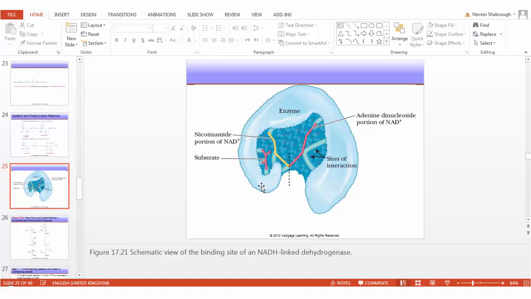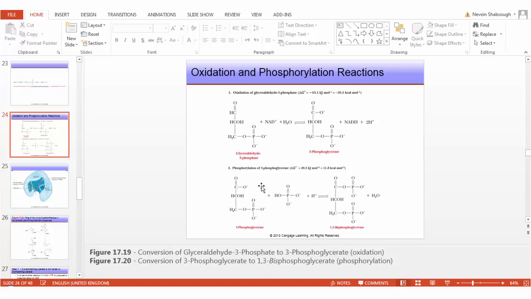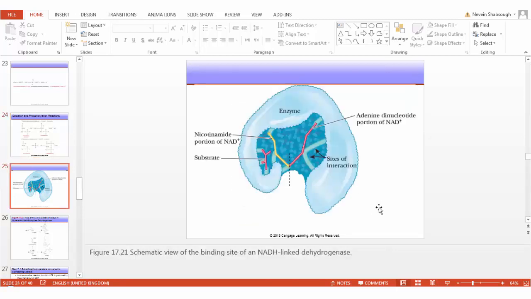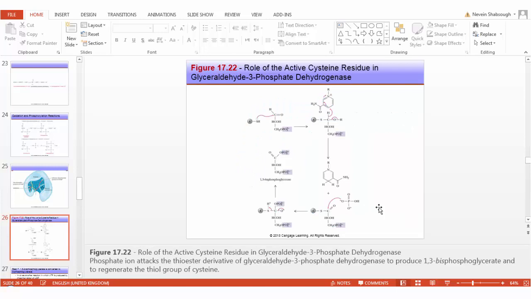Now the product, 1,3-bisphosphoglycerate, fulfills this requirement for production of ATP since it has a high energy phosphate bond. And as we will see in the next step, this is the role of the active cysteine residue in glyceraldehyde phosphate dehydrogenase.